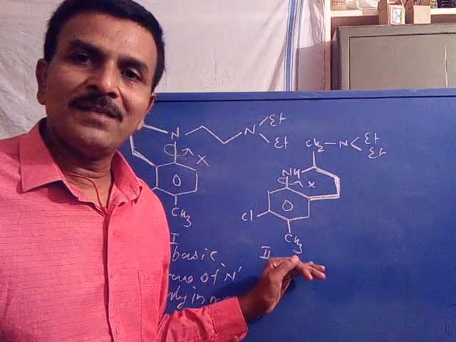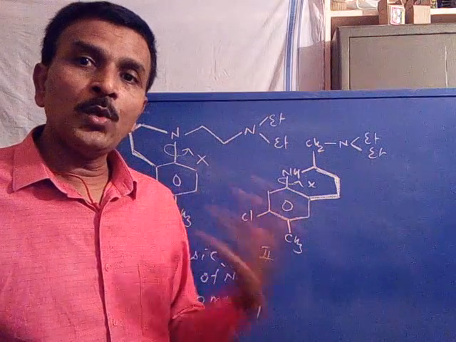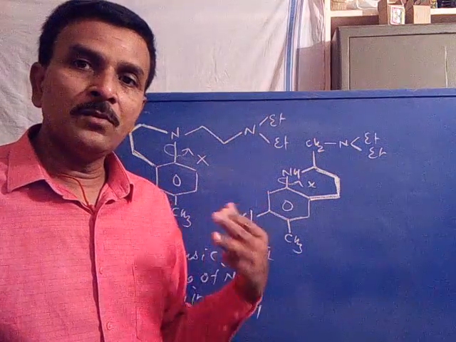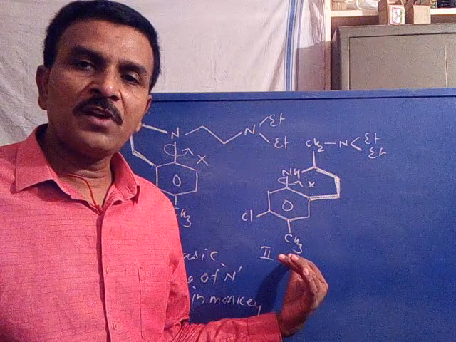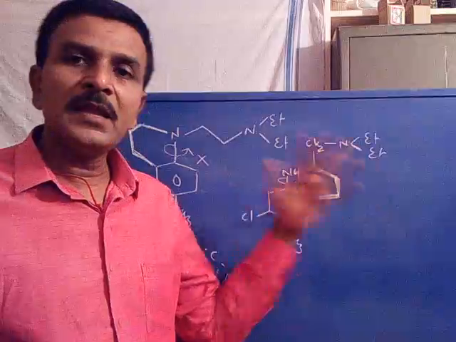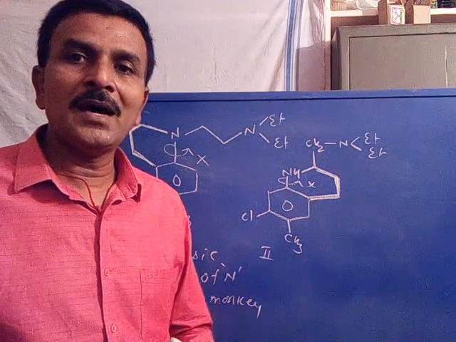So with the second structure, to improve its activity and to reduce the basic nature of nitrogen, 3 changes were done. One is chlorine is replaced with NO2, the CH3 group is transformed into alcohol, that is CH2OH, and the N,N-diethyl group is replaced with an isopropyl group to get oxamniquine.